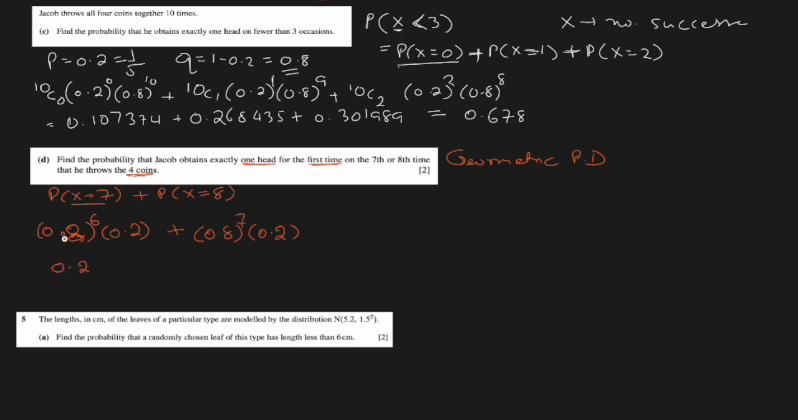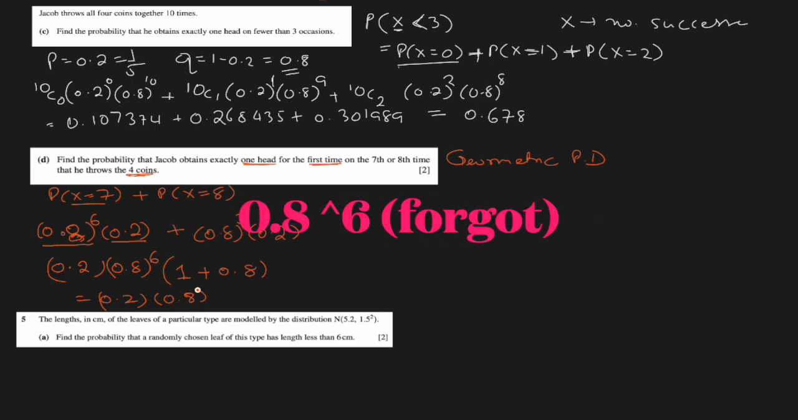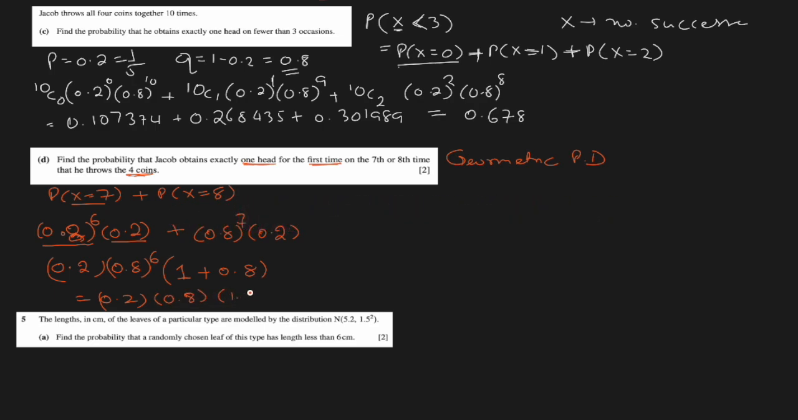Let's take it common. Both of them also have 0.8 to the power 6. So this one whole thing has been taken common. So 1 plus here 0.8 is extra. Alright, so it becomes 0.2 multiplied by 0.8 to the power 6 multiplied by 1.8. Okay, what I get is 0.09437 and more digits, but we can round it off: 0.0944.